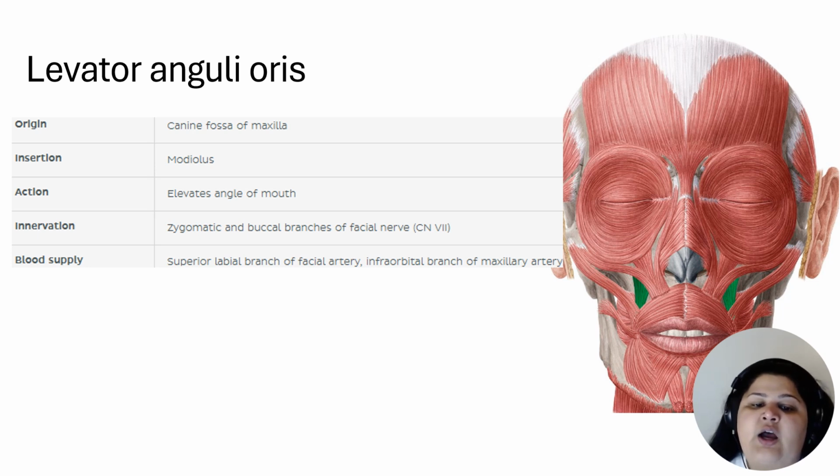Levator anguli oris. So right here, it's a little small muscle right here. Origin: canine fossa of maxilla. Canine right here. Right? So right here, canine fossa. There's a little fossa right here, and that's where it connects inside. Alright. Elevates angle of mouth. That's right, when we elevate the angle of mouth, we need the help of this internal muscle. Zygomatic and buccal branches of CN7. Blood supply: superior labial branch of facial artery, infraorbital branch of maxillary artery.